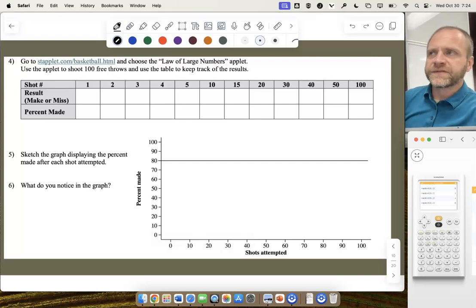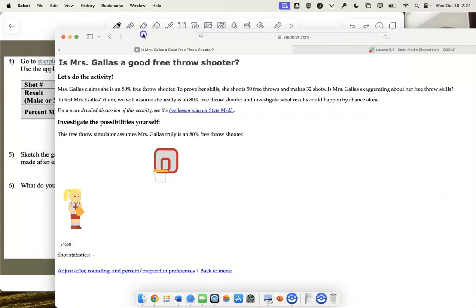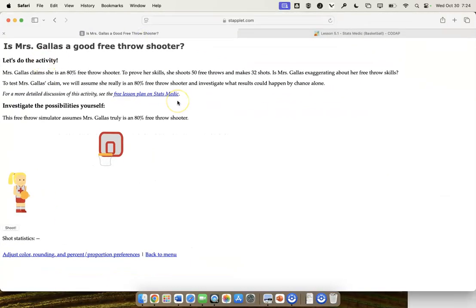So let me pull up the website for us, and we can see, when we're looking at this, is Ms. Gallus a good free throw shooter? And we have it right here. It's the same exact prompt that we had at the beginning, and I'm going to hit shoot. Ms. Gallus lines up, she shoots, and she makes it. She gets the free throw. So there you go. Look down here, you can see 1 out of 1. So far, one shot made, 100%.